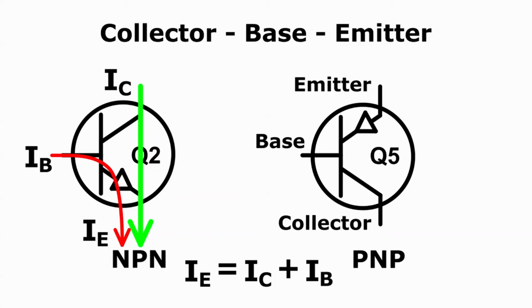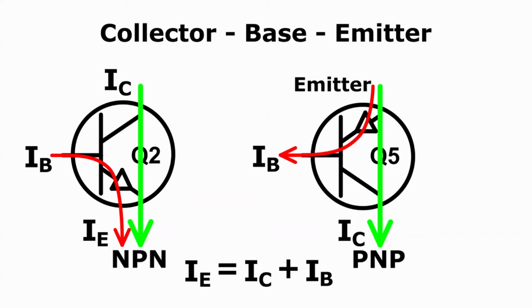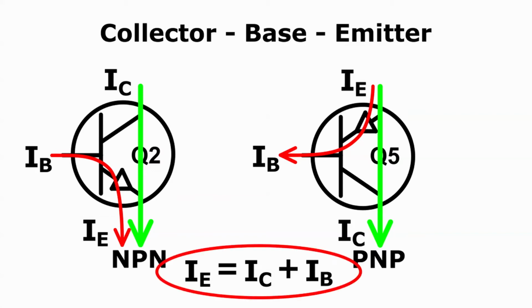Now let's work through the same process with the PNP transistor. The current through the main pathway is shown in green and identified as the collector current, I subscript C. The base current is shown in red. Note that the base current flows out of the base. This is quite different from the NPN transistor, in which the base current flows into the base. The emitter current must be the sum of the base and collector currents. Both types of transistor share this equality.